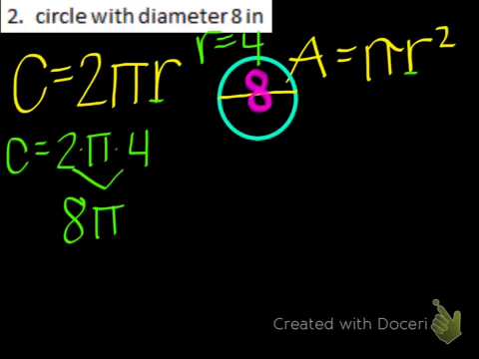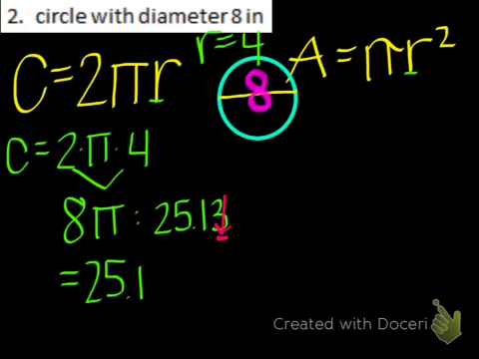Putting this into my calculator, I get 25.13. But now we're going to round, so you need to take a look at the second number. It's less than 5, so we're going to keep it at 25.1. And this one was in inches squared.